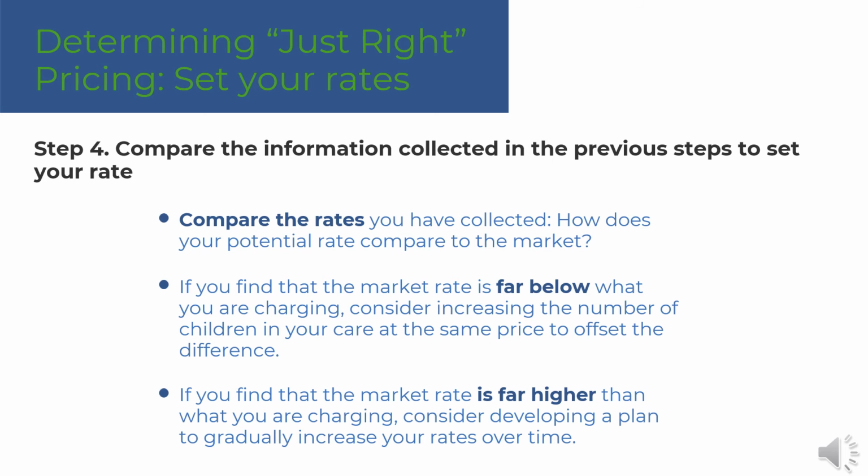You also want to consider what you're currently charging in comparison to your new rate. What are parents able to pay for children in your care? You can also compare your potential rates directly to the market rate at the 75th percentile, which is a higher than average rate, and then show the dollar difference. If you find that the market rate is far below what you are currently charging, consider adjusting your rates to increase the number of children in your care, if possible.